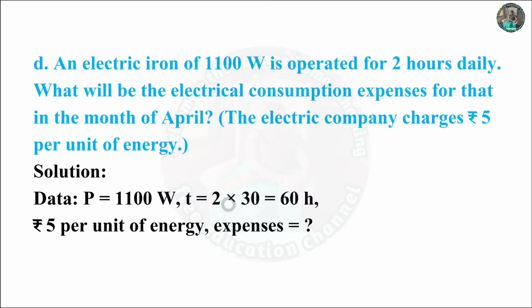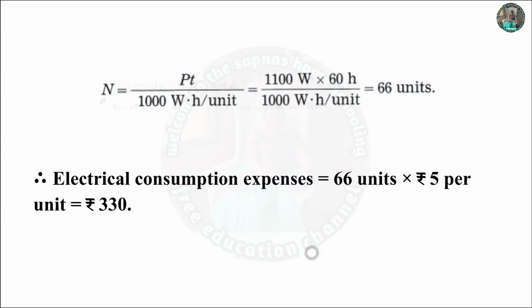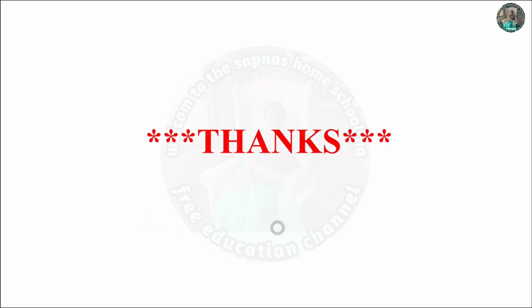So 30 into 2 is equal to 60 hours. Rupees 5 per unit energy. So expenses we need to find out. N is equal to PT upon 1000 watt. So 1100 watt into 60 upon 1000, that is 66 units. So electrical consumption expenses is equal to 66 units into 5 rupees per unit, which is equal to 330 rupees.